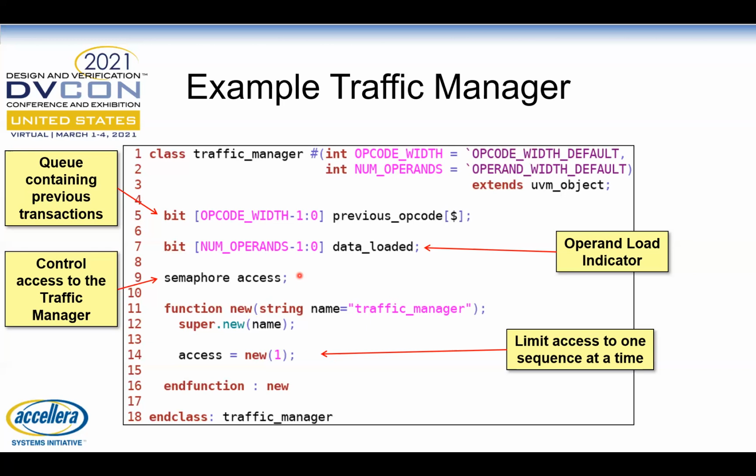Each sequence that shares the traffic manager is then responsible for obtaining the key before accessing the traffic manager's contents and returning the key once this is complete. This controlled access guarantees that only one sequence has access to the traffic manager at any given time and preserves the fidelity of the database. In this case, it makes sense to have only one key for the access semaphore, but there may be cases where more are appropriate. It's easiest to call the new on the semaphore in the traffic manager's new function, but doing this in the sequence would also be appropriate, as it's done in line 14.